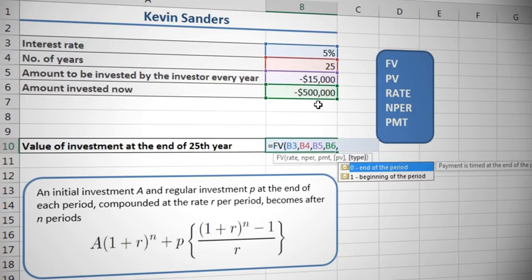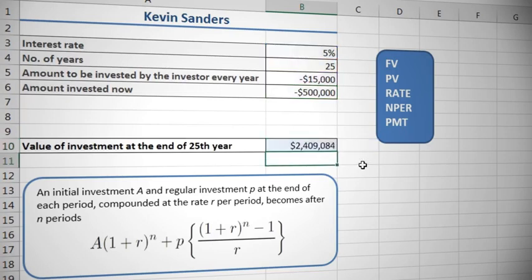Usually we do it at the end, so that's the default. So if you leave this off, it will assume 0. However, if you want to pay at the beginning of the period, you need to type in a 1 or select beginning of period. Just this time, we will select the end of the period, but in the future, we'll just leave it off and it will default to 0. And now, when we press enter, there is how much Kevin's investment will be worth in 25 years' time.